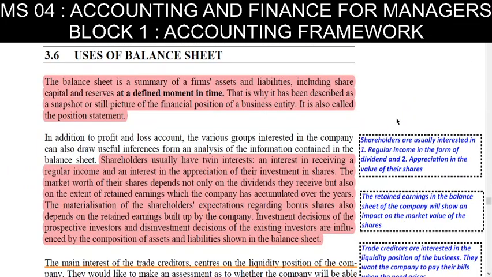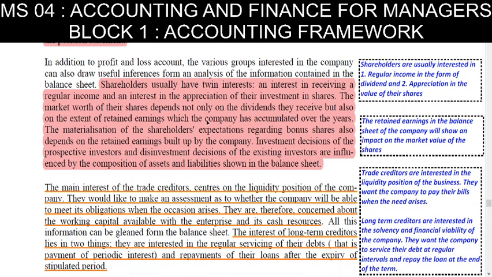Now, use of the balance sheet. The balance sheet is a summary of a firm's assets and liabilities. Liabilities are also called claims over the assets, including share capital and reserves, at a defined moment in time. That is why it has been described as a snapshot or a still picture of the financial position of a business entity. It is also called the position statement, which means at a particular moment of time, what are the assets and what are the liabilities of the company. That is the balance sheet.